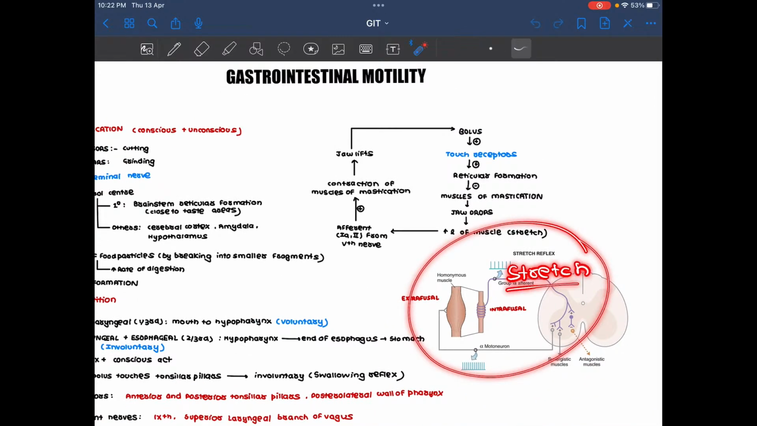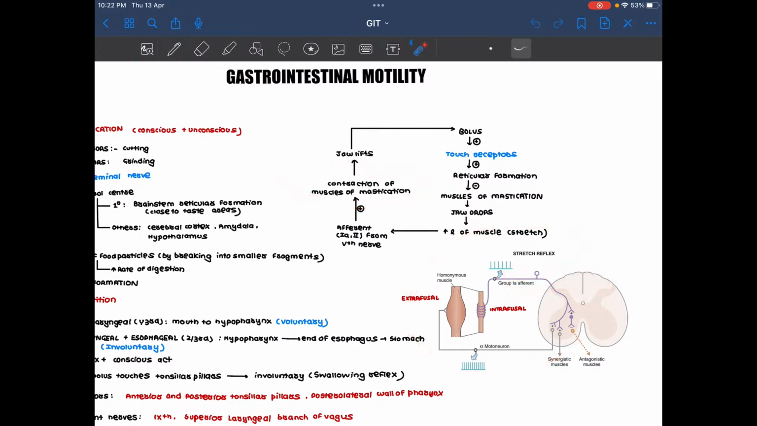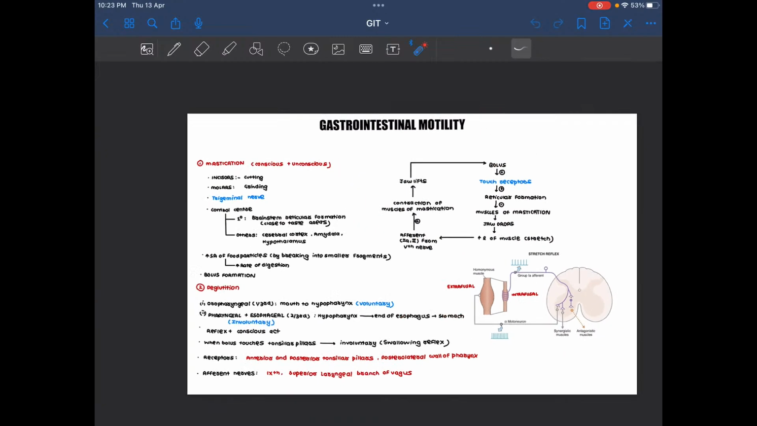And what are we going to have? We're going to have the contraction of the muscles of mastication. The jaw will again lift, and that's going to again come in contact with the bolus, and that's going to trigger this unconscious pathway. I'm talking about the unconscious control of your mastication.